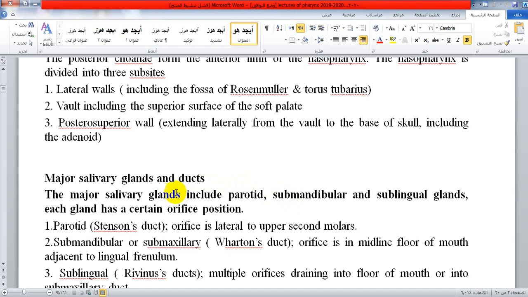The parotid, or we call it Stenson duct, orifice is lateral to the upper second molars. The submandibular or submaxillary, or we call it Wharton's duct, orifice is in the midline floor of the mouth adjacent to the lingual frenulum.